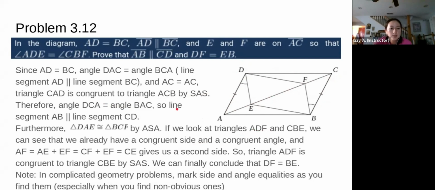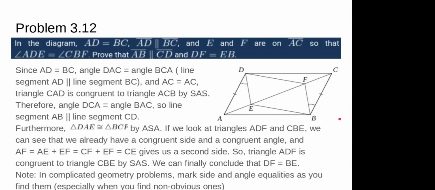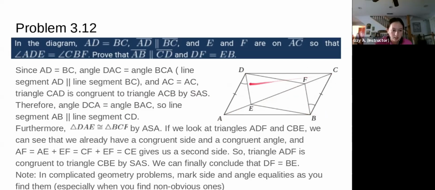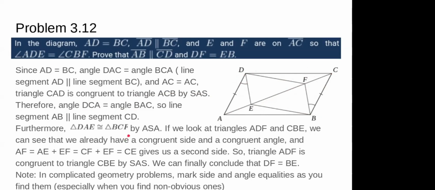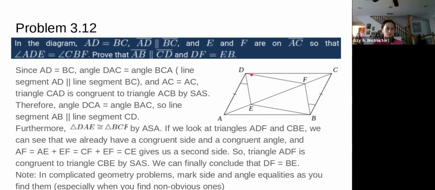And therefore, angle DCA is equal to angle BAC. So line segment AB is going to be parallel to line segment CD. And additionally, we can figure out that triangle DAE is going to be congruent to triangle BCF by angle side angle.